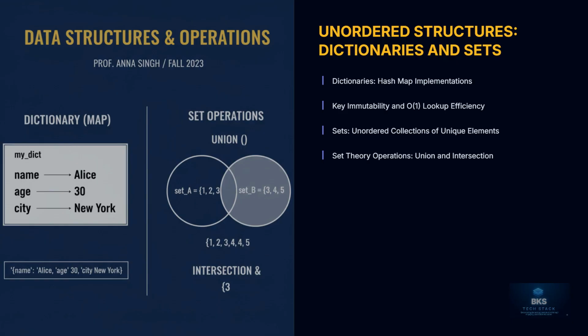Parallel to this is the set. A set is an unordered collection of unique elements. It is essentially a dictionary with only keys and no values. Sets are the go-to structure when you need to eliminate duplicates or perform set theory operations. As shown in our code examples, the pipe operator denotes a union, combining all unique elements from two sets, while the ampersand denotes an intersection, finding only the commonalities. In data engineering, sets are frequently used to filter unique identifiers across massive datasets before joining tables.